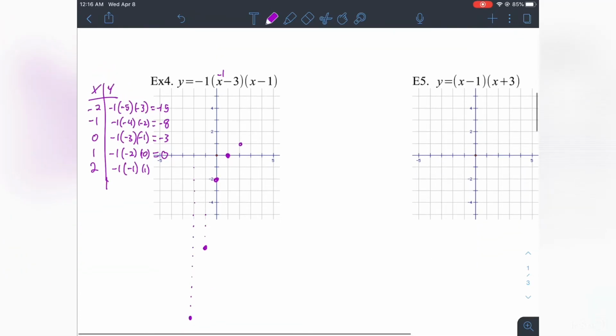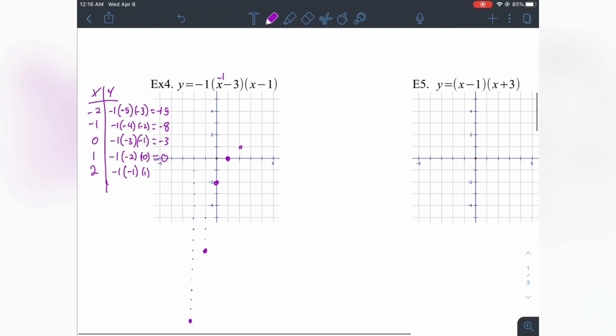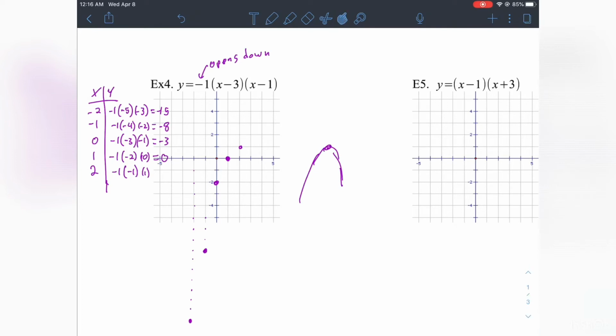I plugged in all of these numbers and I still don't know where the vertex is. I don't see it. Oh, the parabola opens down. Okay, because there's a negative in front. Do you see the top and where it starts to go back down again? No, we don't. We plugged in all these numbers and we haven't found the vertex yet. Or we might have found the vertex, but it hasn't started going back down yet.